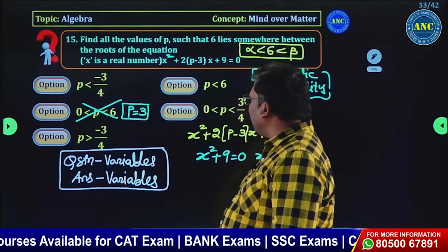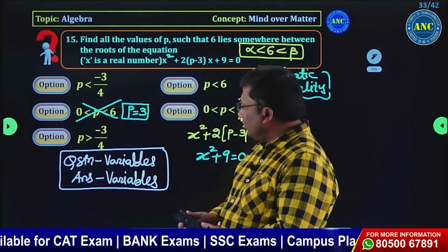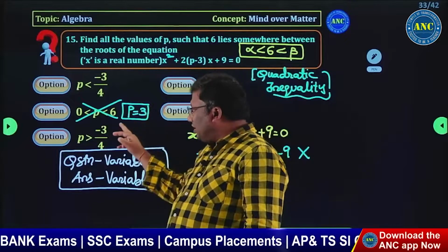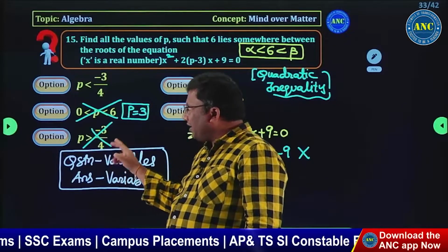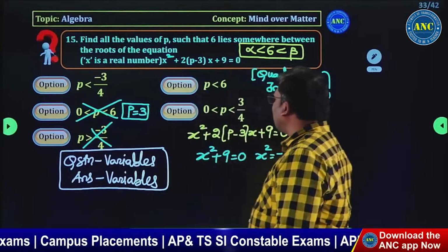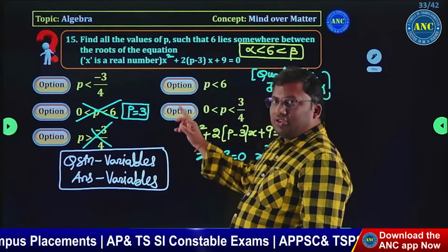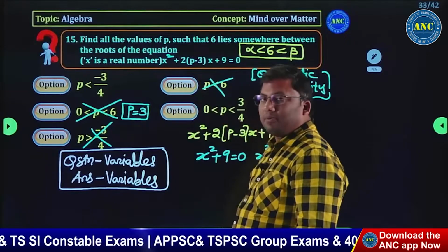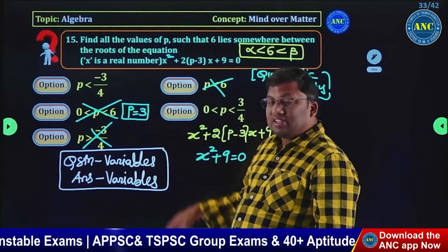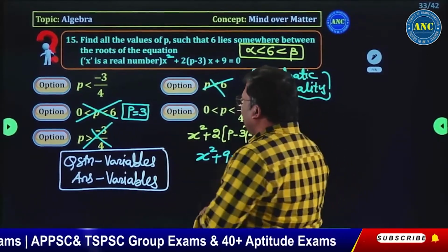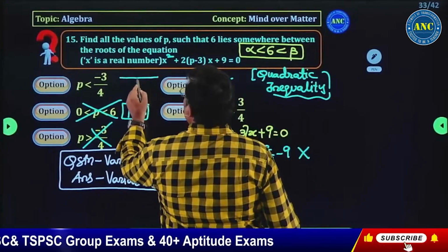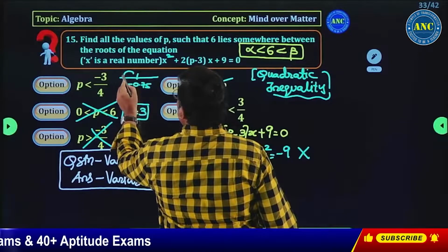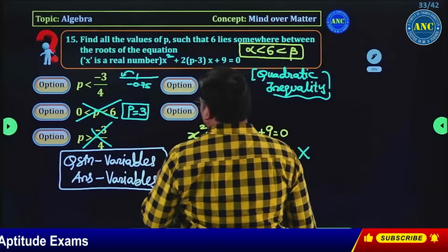If you see here, p is greater than minus 3 by 4. Is 3 greater than negative 3 by 4? Definitely yes. So it is also not possible. Is 3 less than 6? Yes. It is also not possible. If p is less than minus 3 by 4, minus 3 by 4 is minus 0.75. I need to take a value less than minus 0.75.